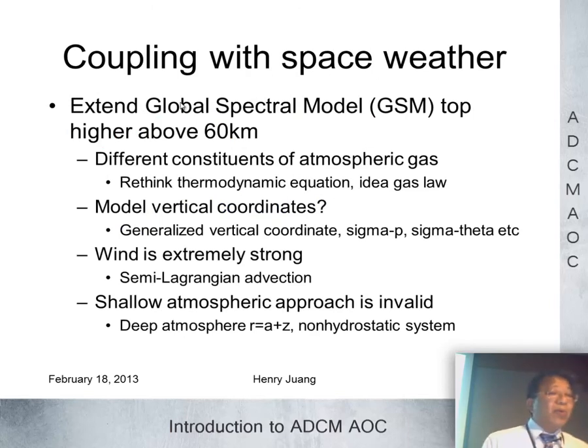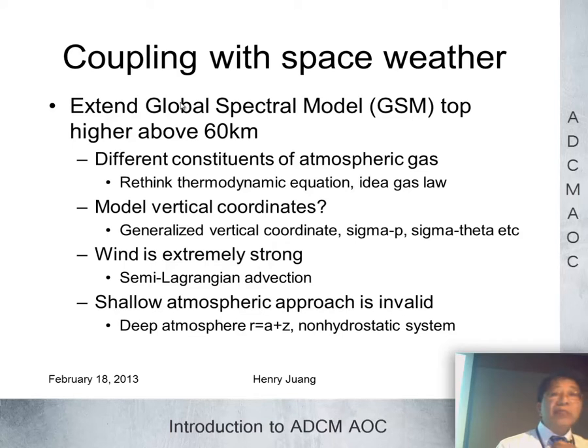So in order to couple with the space weather model, we have extended our global model's upper boundary higher above 60 kilometers, as high as possible, and they may require 100 to 150 kilometers or so. Due to this requirement, we have to rethink our thermodynamic variable, because there are different constituents of the atmospheric gas for the lower atmosphere and the upper atmosphere layer. I will talk about what we are trying to accomplish. Also, we don't know what kind of coordinate we should use up there, so I will talk about the general coordinate and share the idea with you.